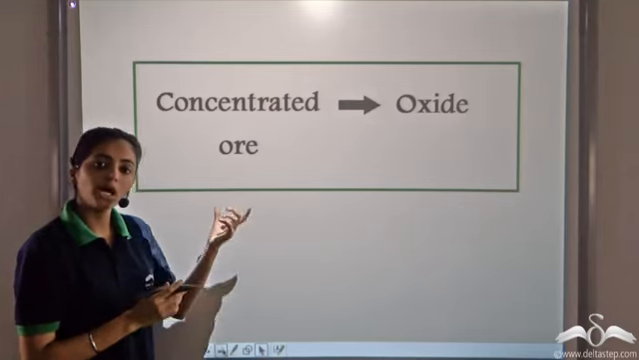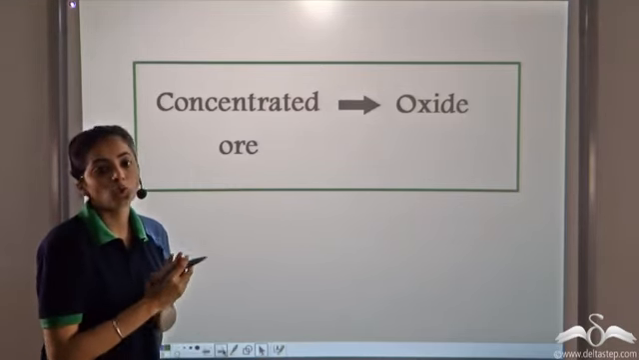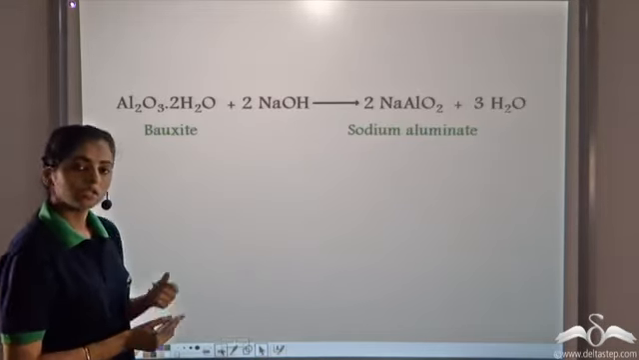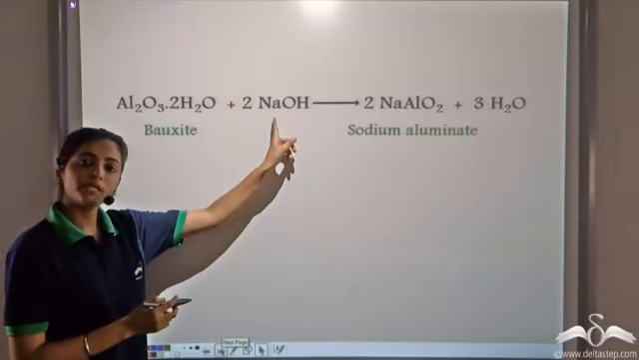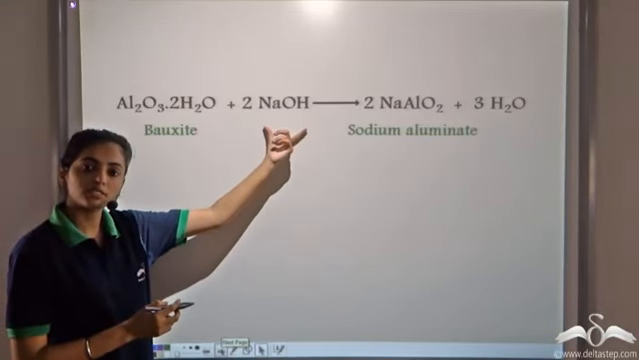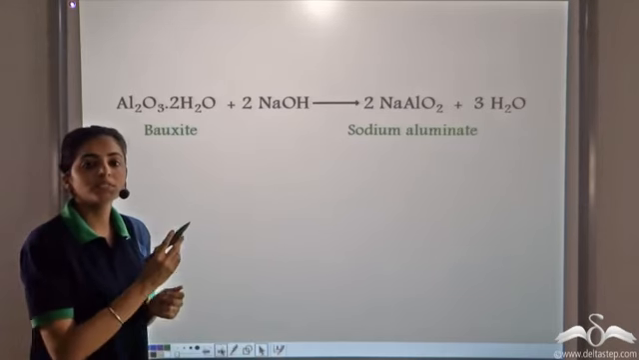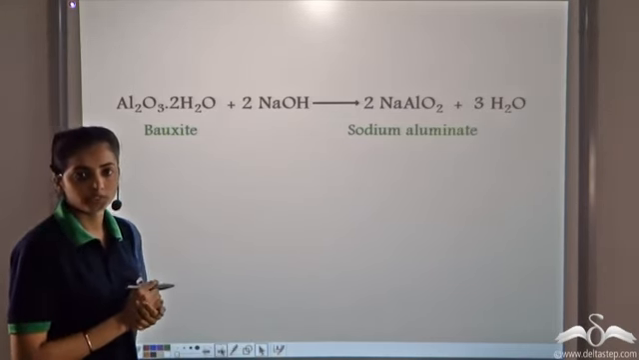So now we have the concentrated bauxite ore. We have to convert it into oxide. Let's see how we do that. So we have bauxite. We make it react with NaOH, that is sodium hydroxide. So when bauxite reacts with sodium hydroxide, it forms NaAlO2, that is sodium aluminate, and water.